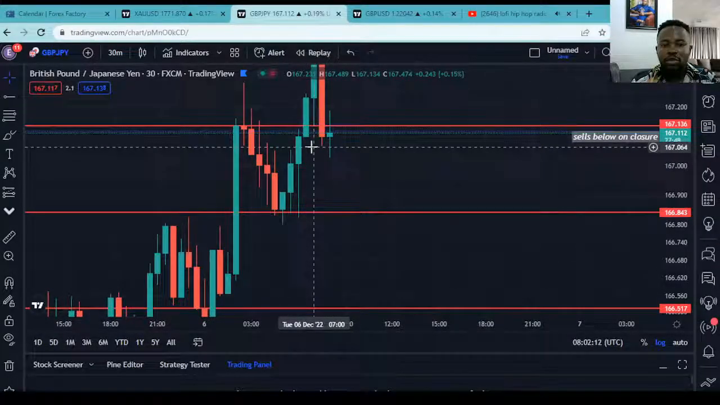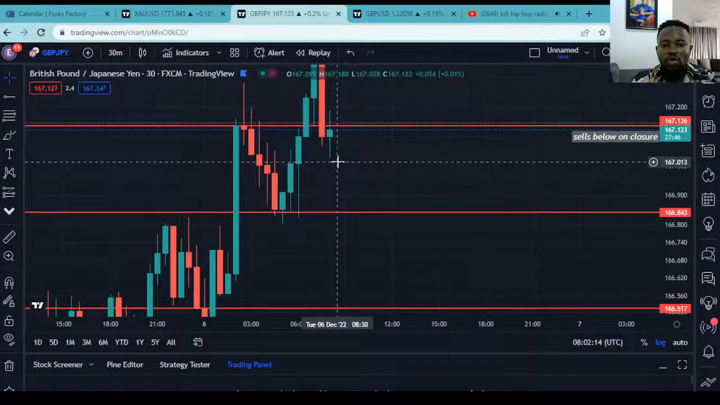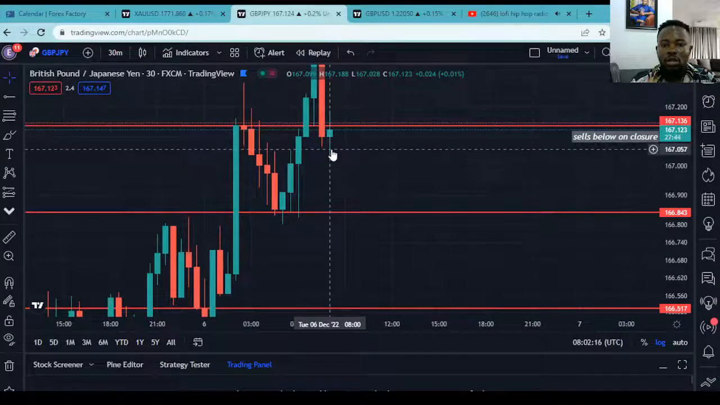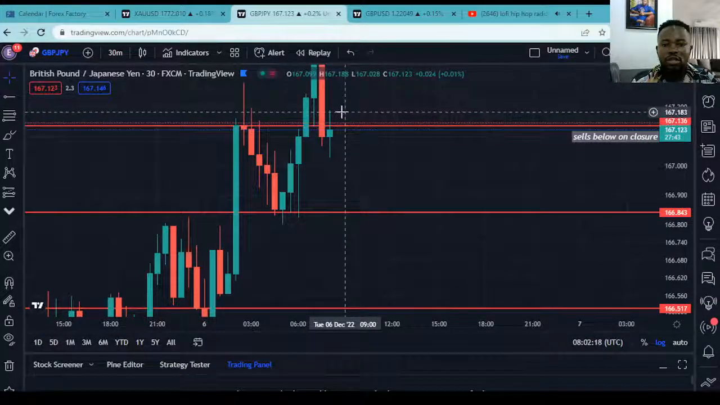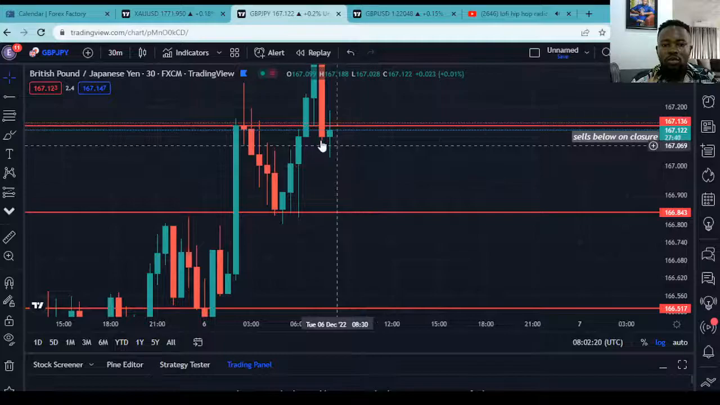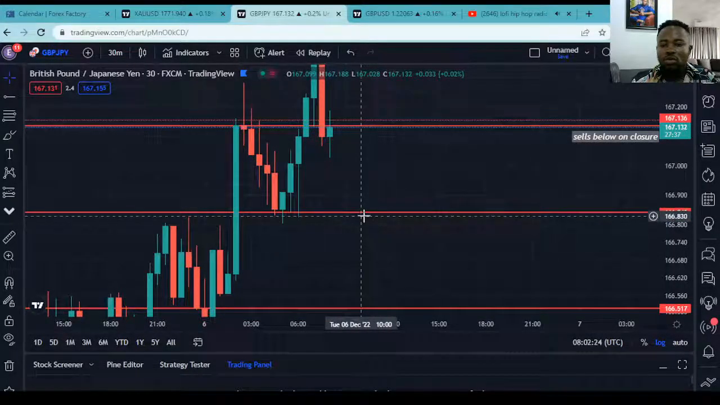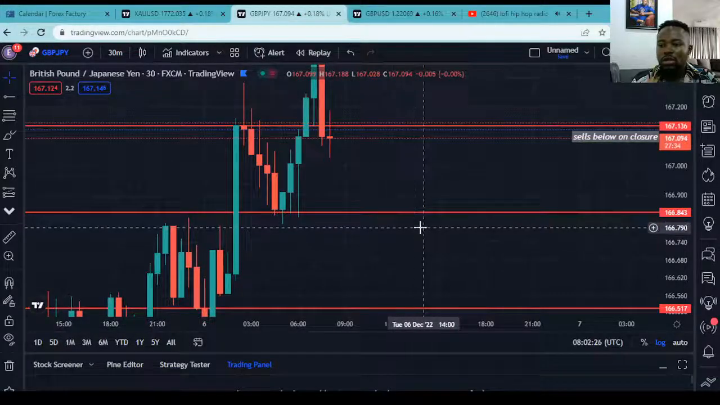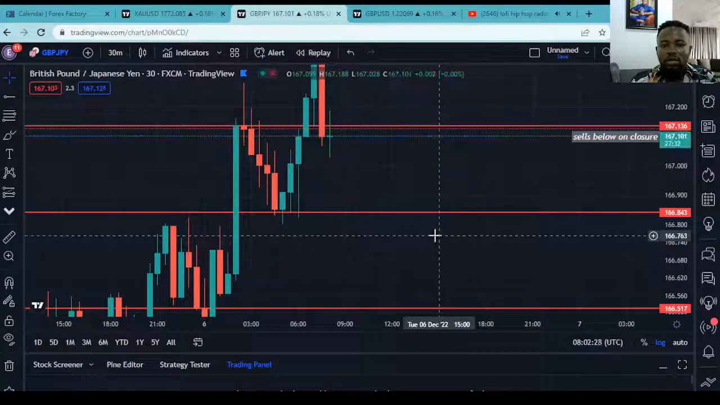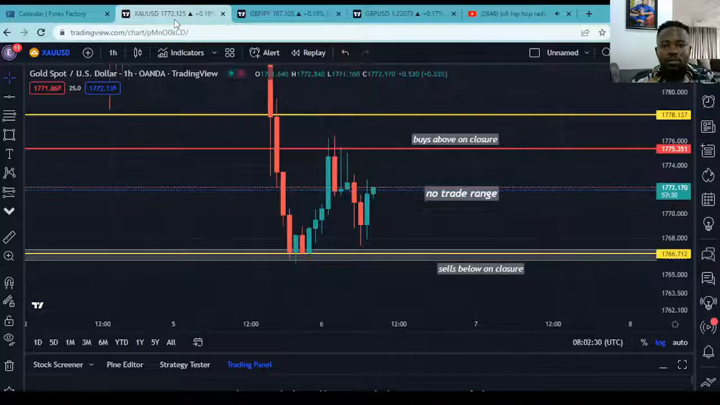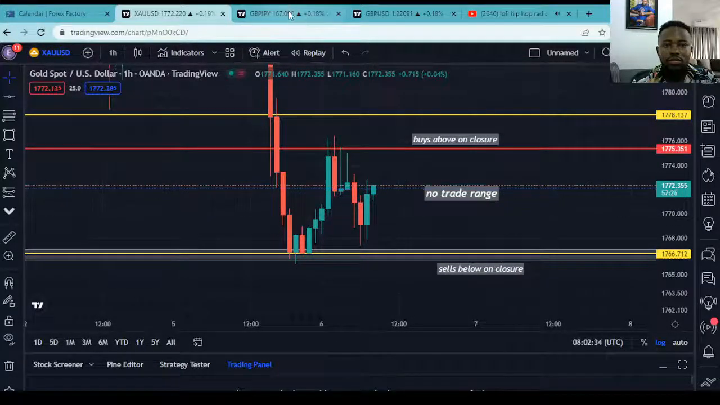Initially I was waiting for the break of these lows, but the candle just moved down with London Open, which I was expecting as this top wick, so I didn't want to sell it yet. But if we break its own lows now, we should drive down with volume towards 166,900. Gold is still ranging here. I don't want to really touch gold here.